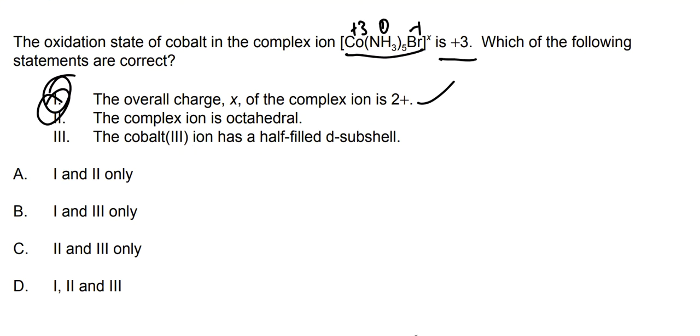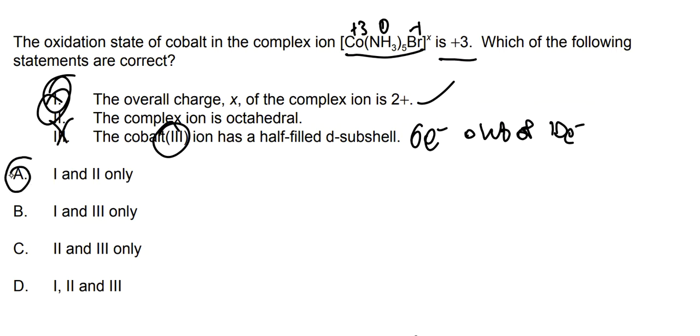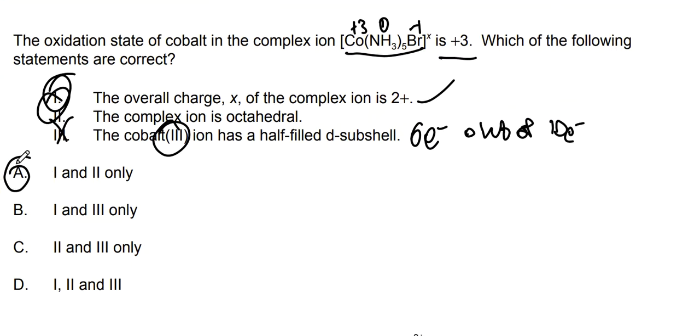I believe that cobalt actually has 6 electrons out of 10 at its d sublevel, so this statement's wrong. When it forms a cation, so it forms the 3+ ion, so it's going to be 1 and 2, so it's A. Therefore, A is our correct answer.